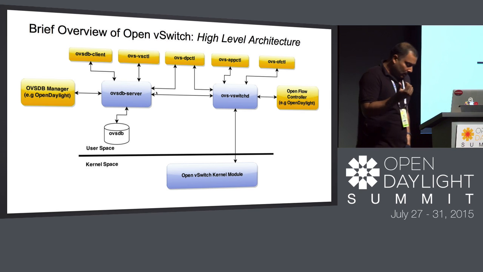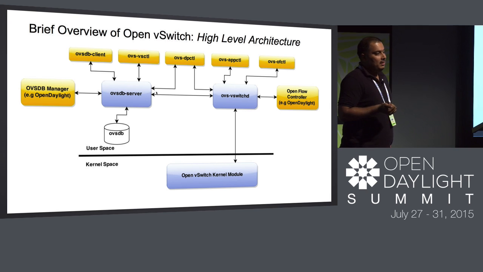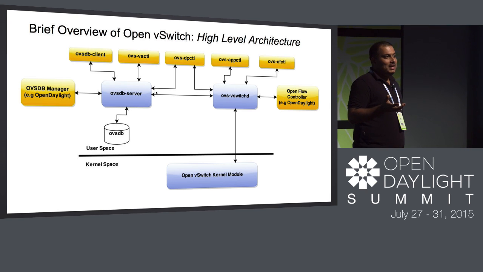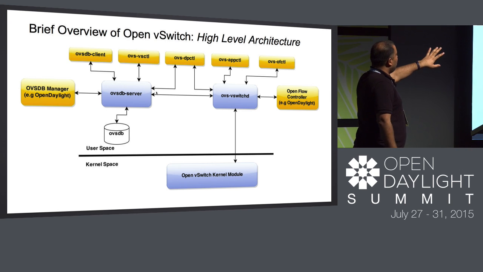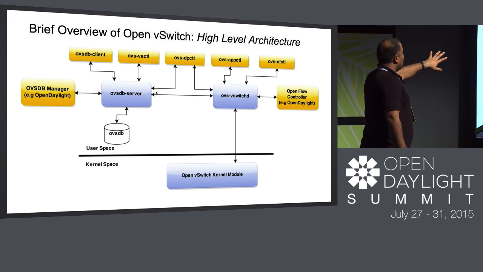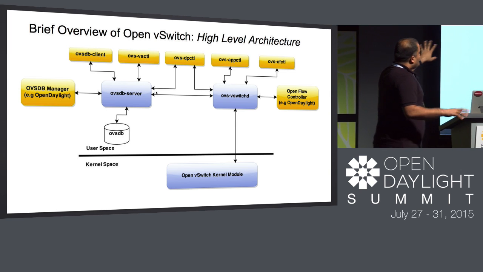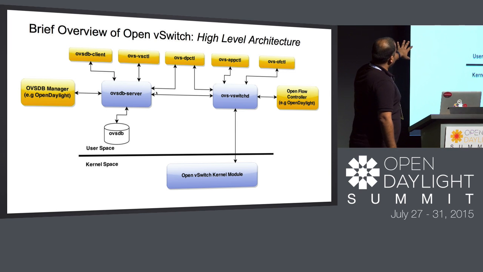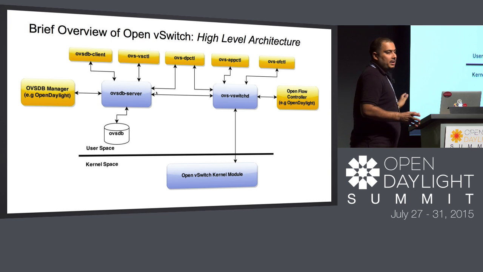When we talk about OVS, freshers, kids coming out of college, sometimes get confused between OVS as an OpenFlow switch and the OVSDB management architecture. So this is what the architecture actually is. You have an OVSDB server process running, and you have vswitchd. Those are the processes running in user space. Then you have a kernel module that is basically your data path. In the context of the OVSDB project, the OVSDB manager and OpenFlow controller are both the same OpenDaylight controller.